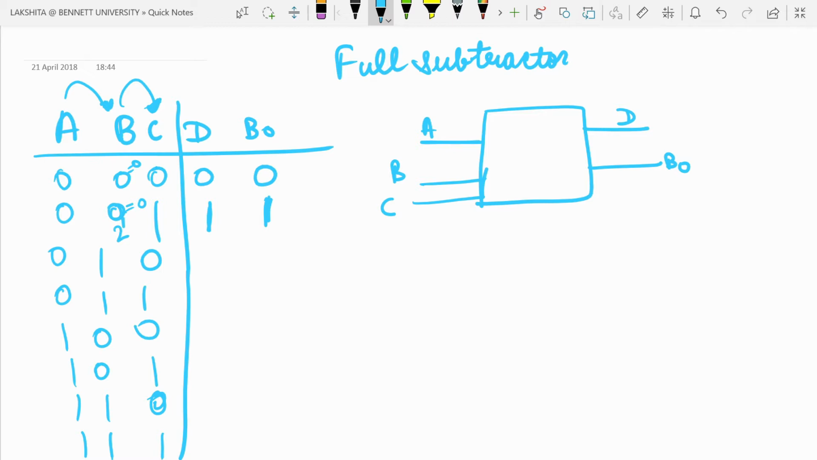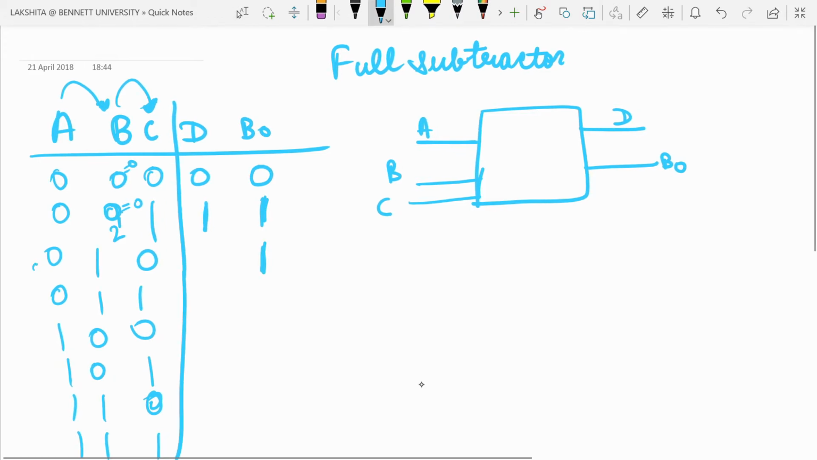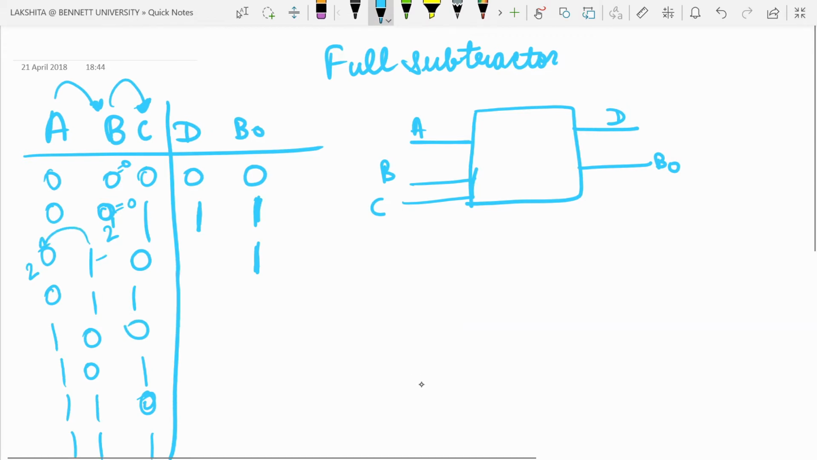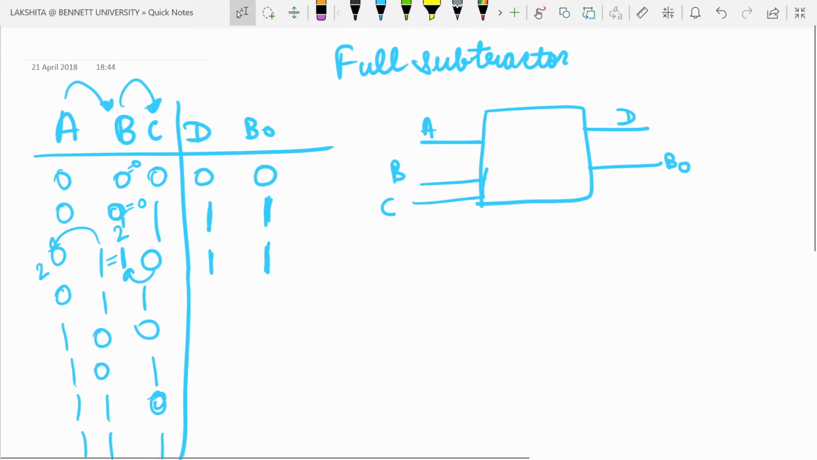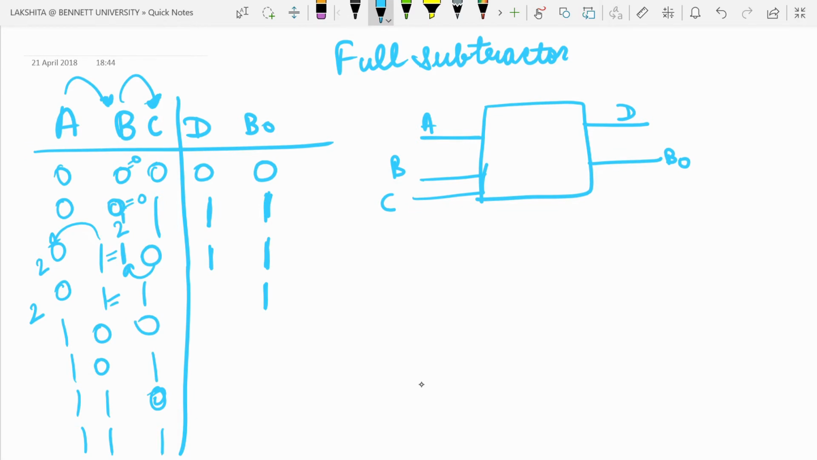In the third case, first we will subtract 1 from 0 that we cannot subtract, so we will take a borrow. The value of B naught will be 0 and the value of this position is 2. Now we can subtract 1 from 2, so the value will be 1 and again 0 from 1, so the value of D will be 1. In the fourth case, first we will subtract 1 from 0. For that we have to take a borrow. The value of this position will become 2. Now we will subtract 1 from 2. So the value that comes here is 1 and now 1 from 1, the value of D will be 0.